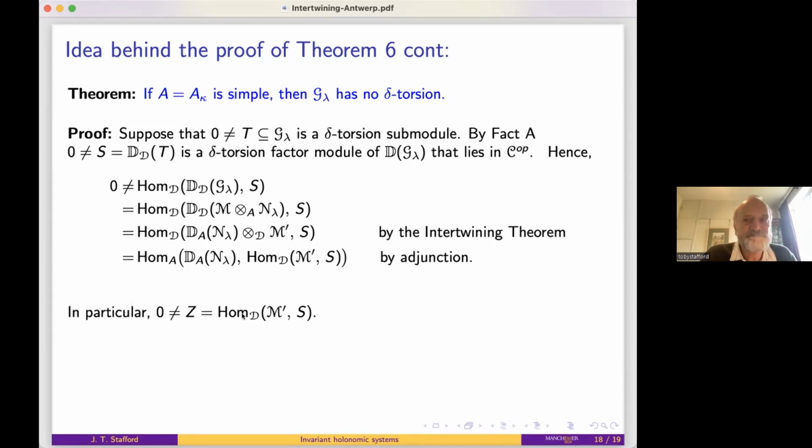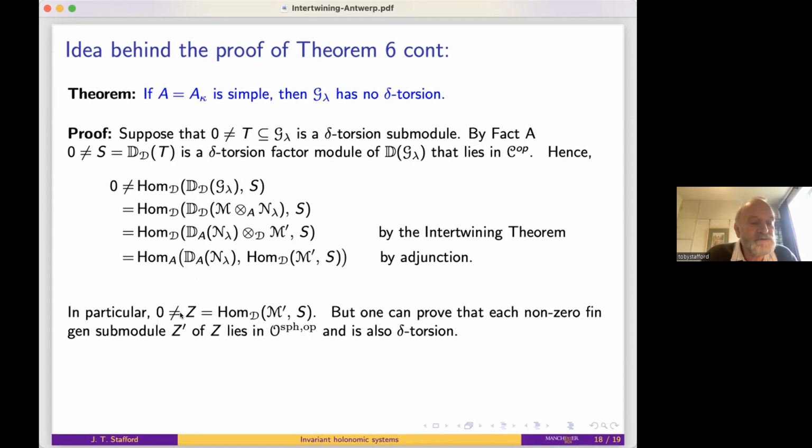So what do we know about this last term? Well, it may not be finite. It's an A module, but it may not be finitely generated, but that's not a big deal. Take any finitely generated A submodule. Then, as I said before, for D_D, and the same holds for D_A, torsion and such like behaves well under duality. So this submodule Z prime of Z will lie in O spherical, on the opposite side, and it will also be delta torsion. But the second theorem I sneaked past you was that those things aren't allowed. This submodule Z prime would have to be zero, in other words, Z is zero. So therefore T is zero, and I have no delta torsion factor module.